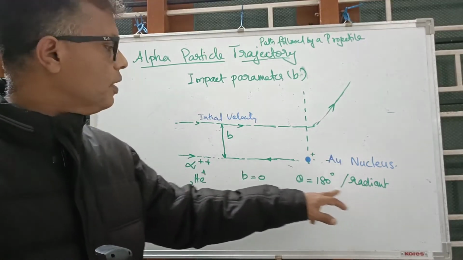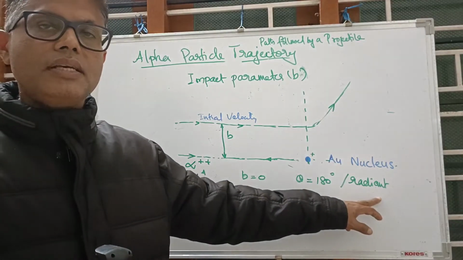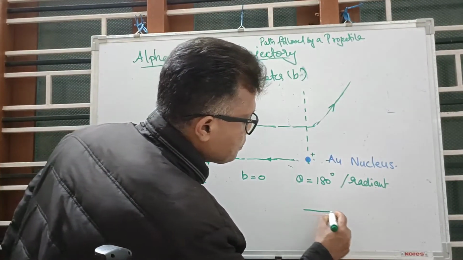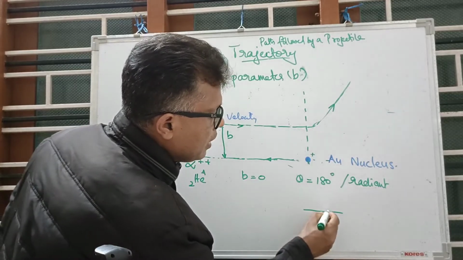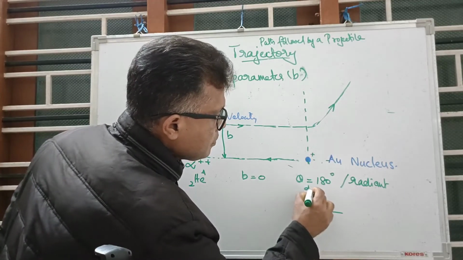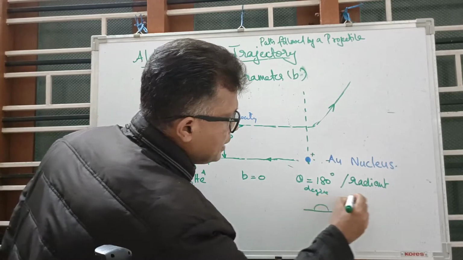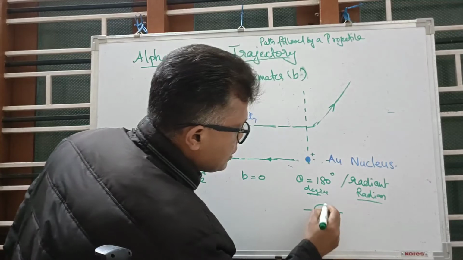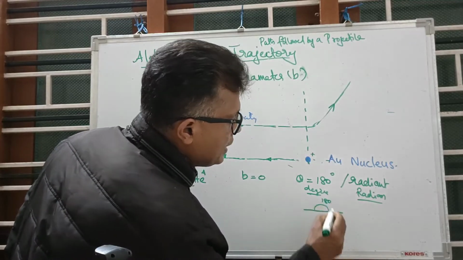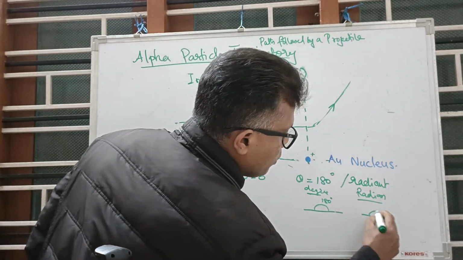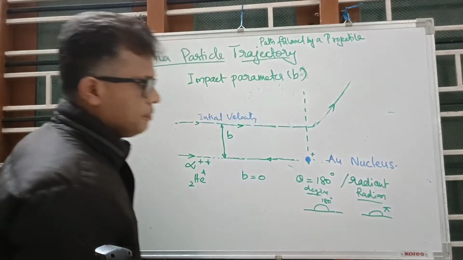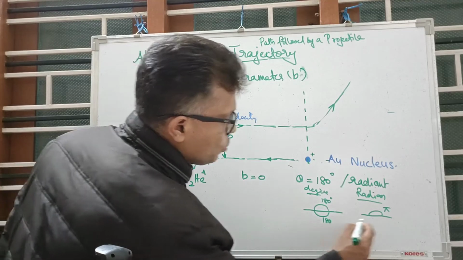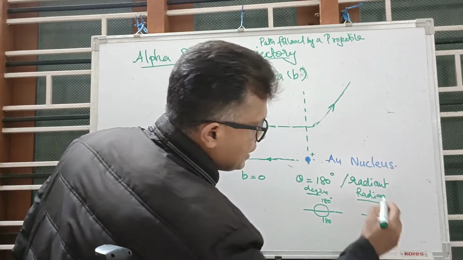So, how can we convert degree into radian? I will just draw how we can go from degree to radian. So, this angle, as per the degree, is how much? 180 degree. This angle how much? Pi. So, this angle is 180 degree, and as per the radian, it is pi.